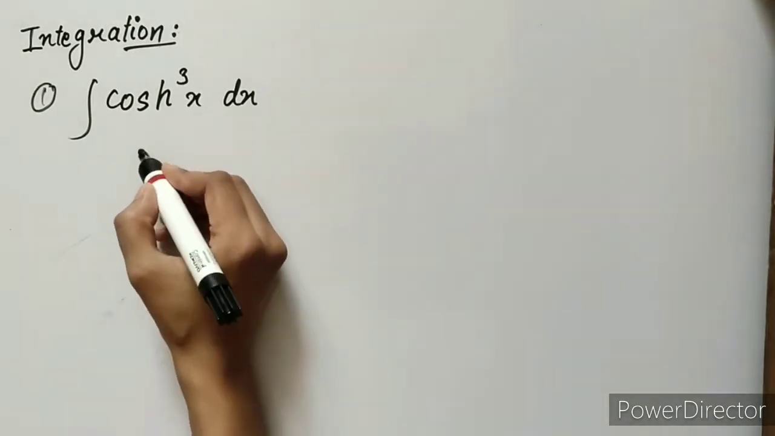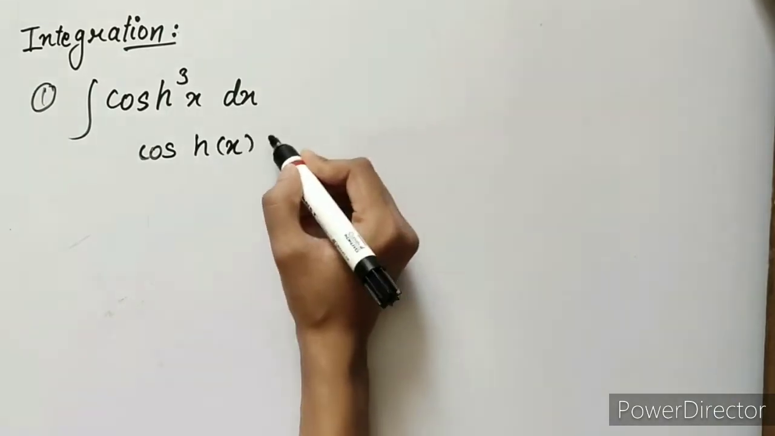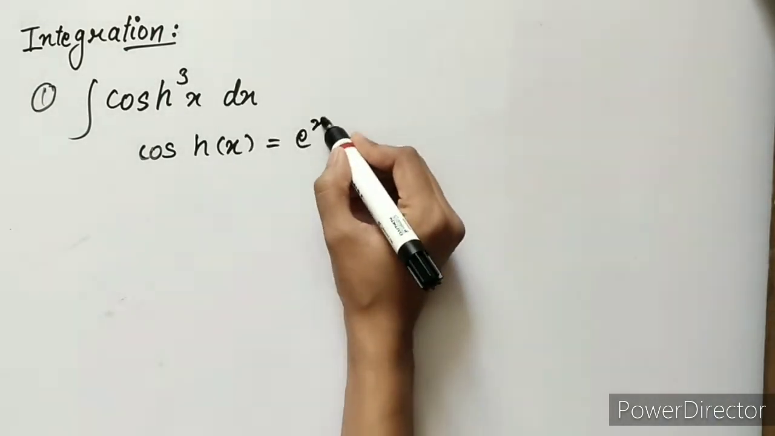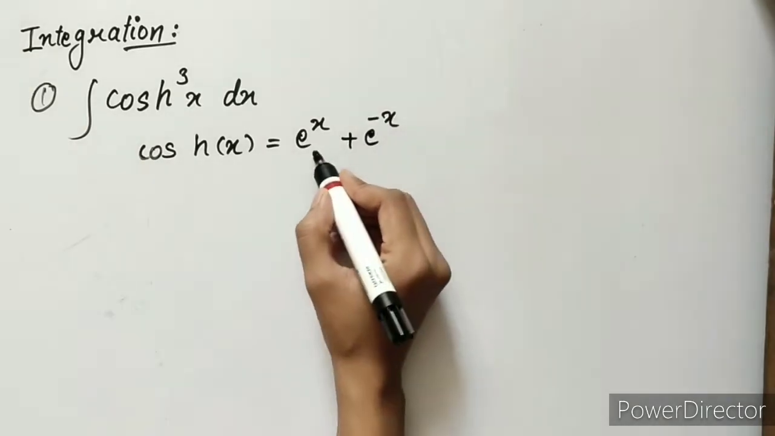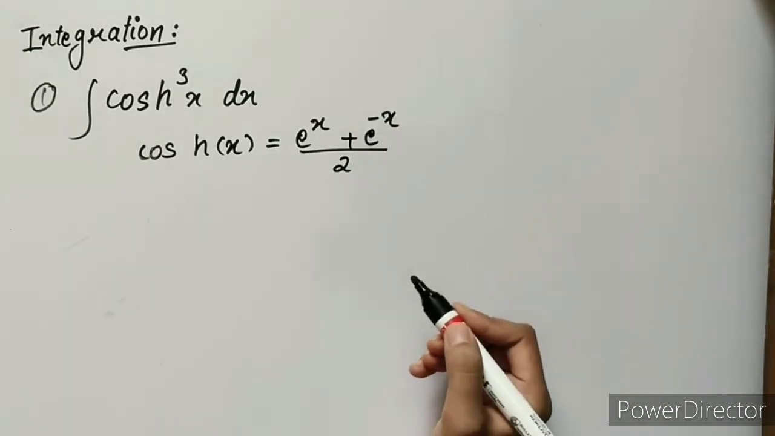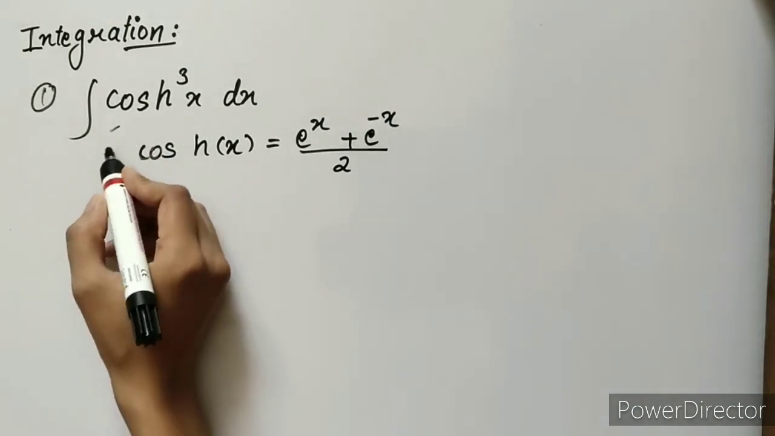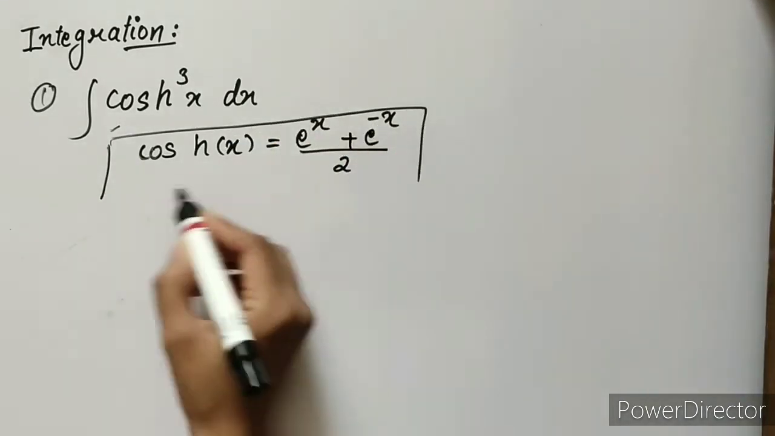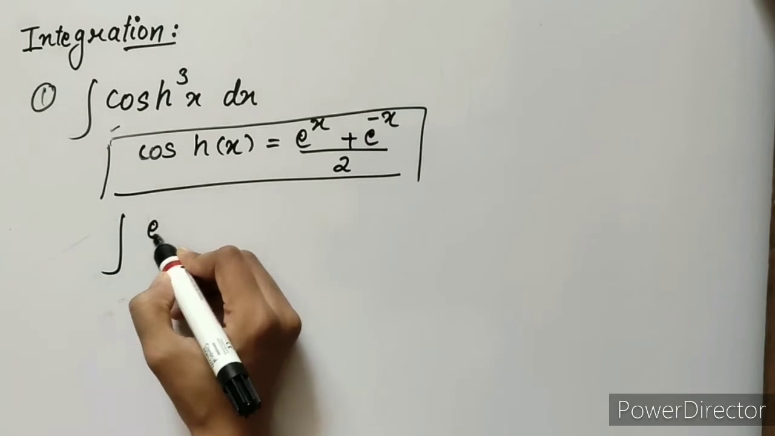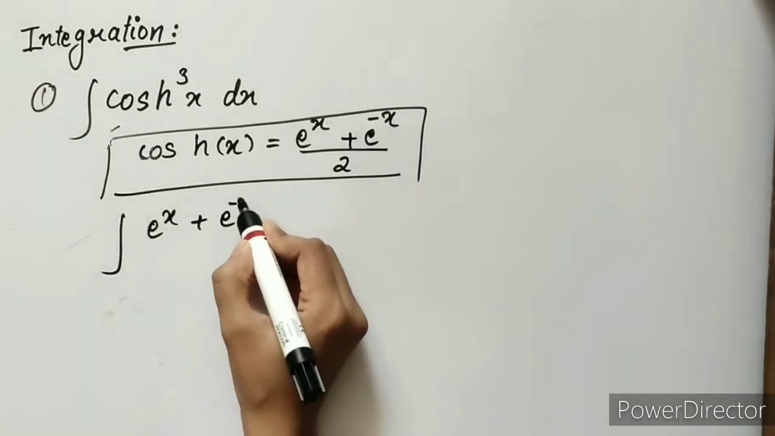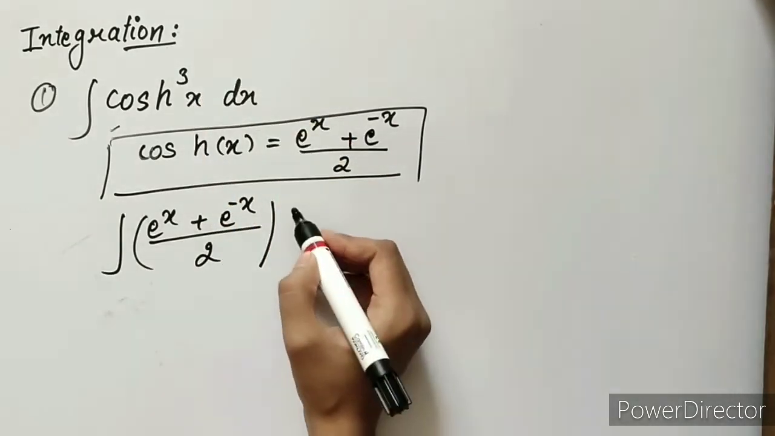First of all, we know that the cosh function is equal to (e to the power x plus e to the power minus x) by 2. So we are going to substitute this value in this integration, and this is the formula. When we substitute this value, it will be ((e to the power x plus e to the power minus x) by 2) to the power cube.